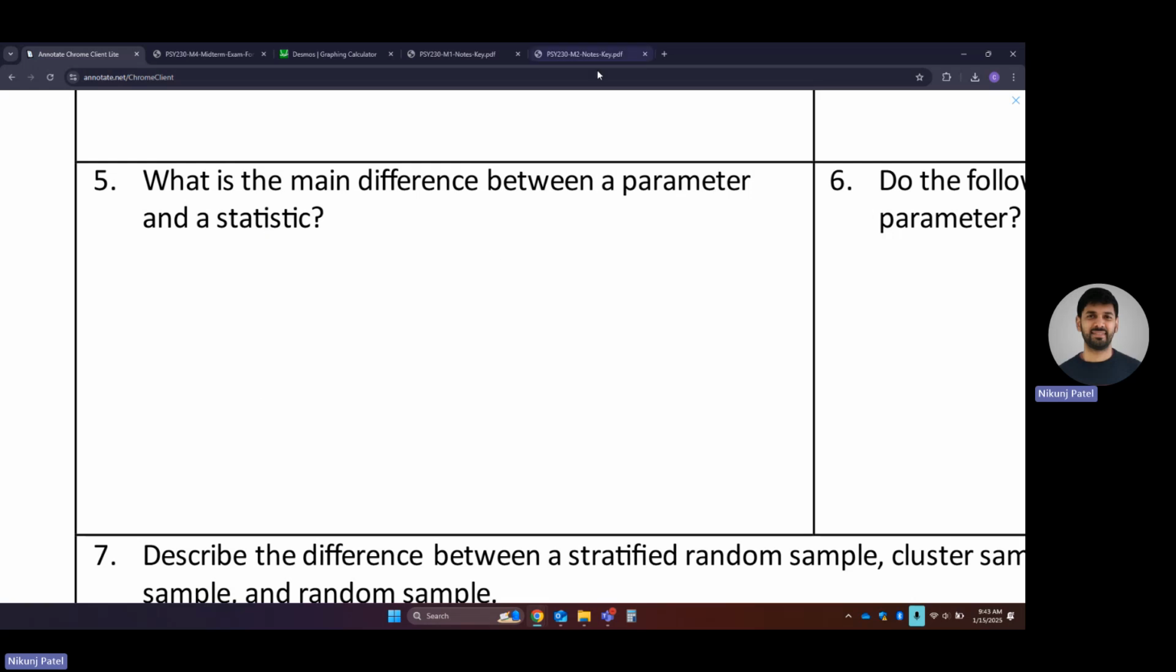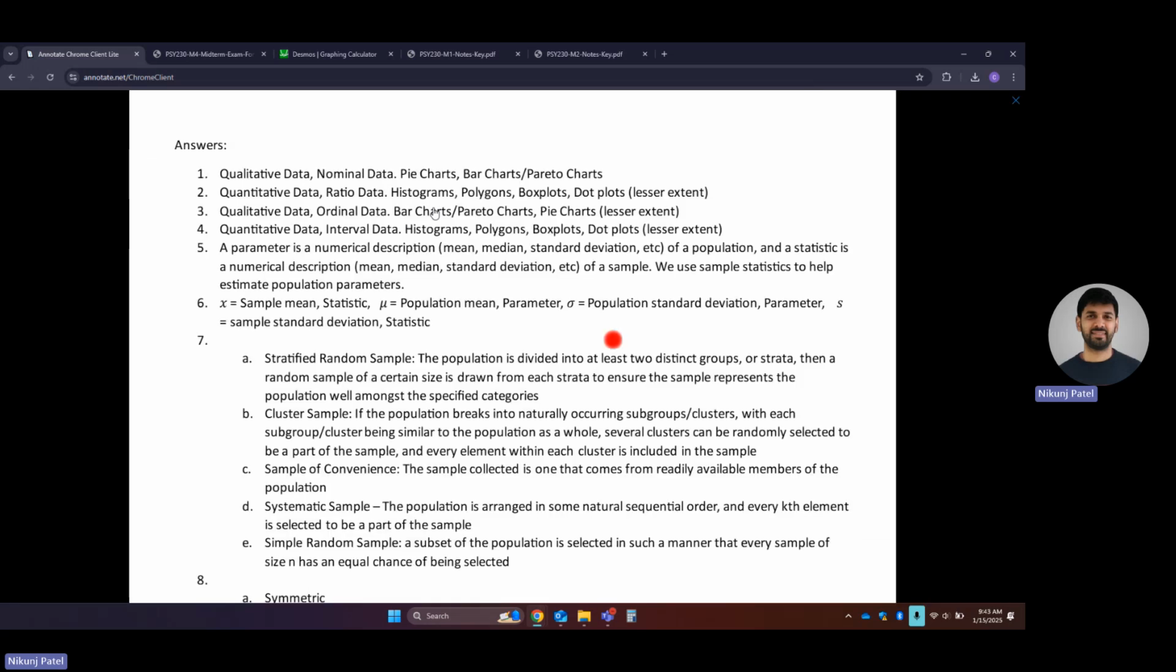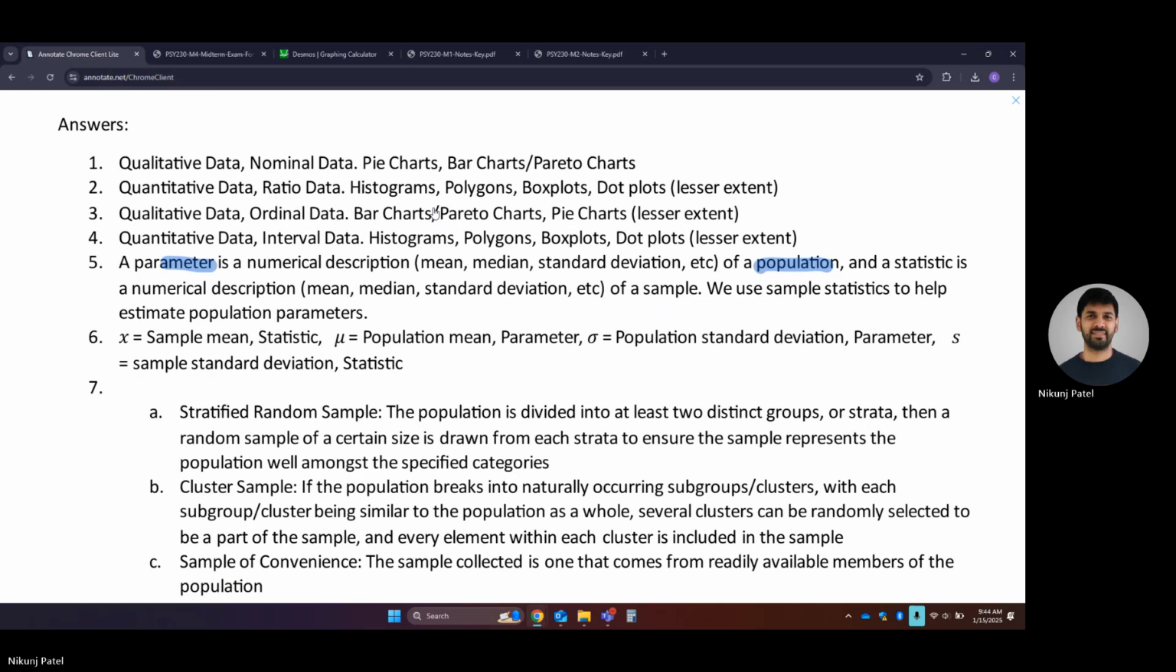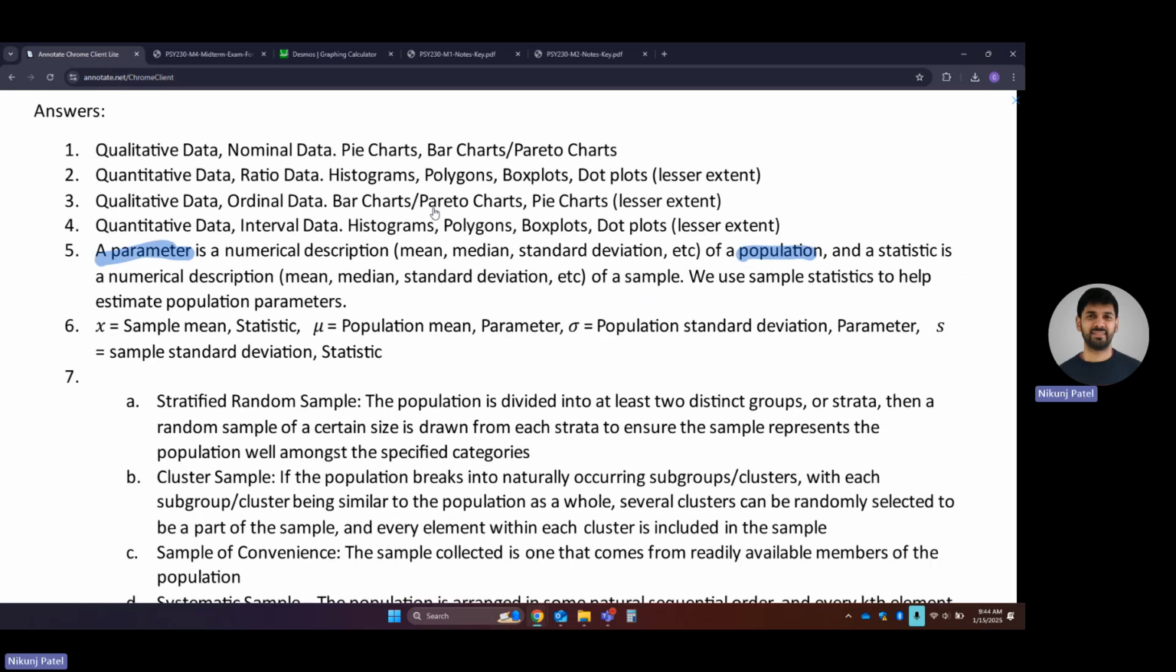And so looking at the actual definitions towards the back for number 5, I'm not going to write it out because it's already written right here for number 5. A parameter is a numerical description of a population. Right, so there you go. Population goes with parameter. And then similarly, but just slightly different, statistic goes with sample. Right, so there's what you want to know for number 5.